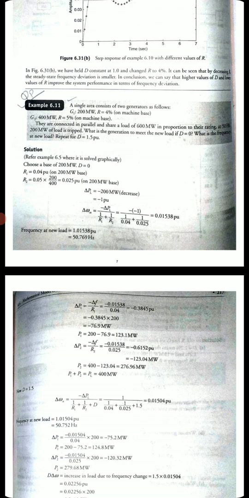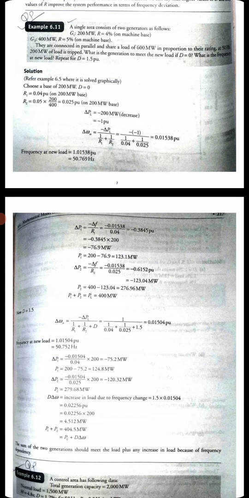Okay, if the same thing is repeated with the D value 1.5, the change is now in the delta omega SS denominator, D will be getting added. Now the delta omega SS value will become 0.01504 per unit. The new frequency, 50 Hz is the base, multiplied by the per unit value, we will get 50.752. The same procedure is followed. Here we are getting delta P1 as 75.2 megawatt in minus. P1 is 200 minus that, we will get 124.8 megawatt.